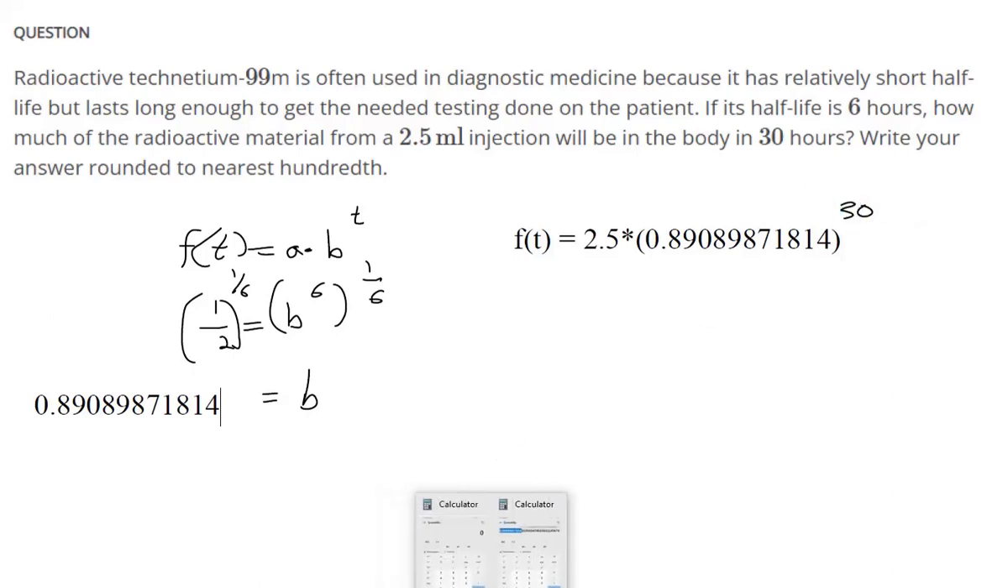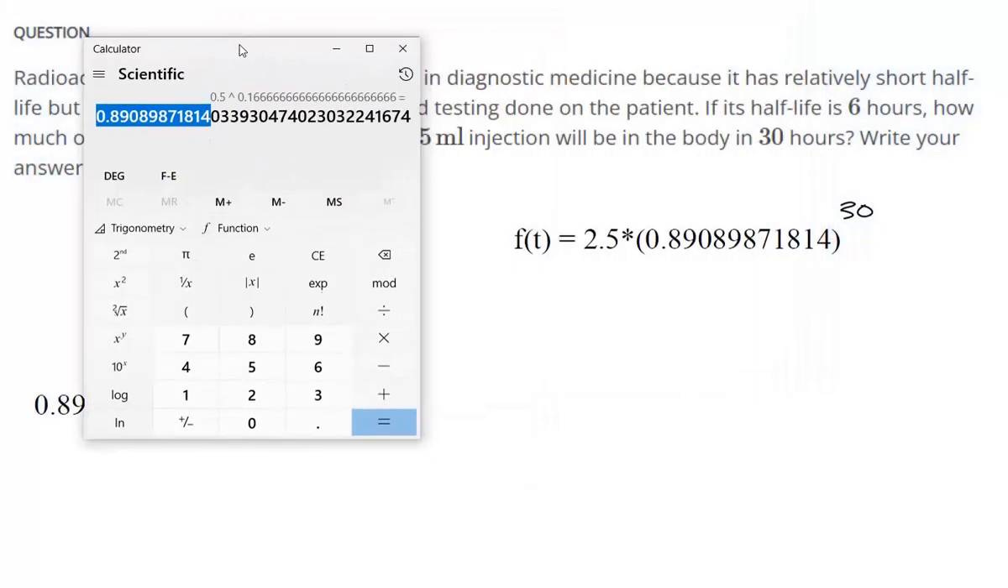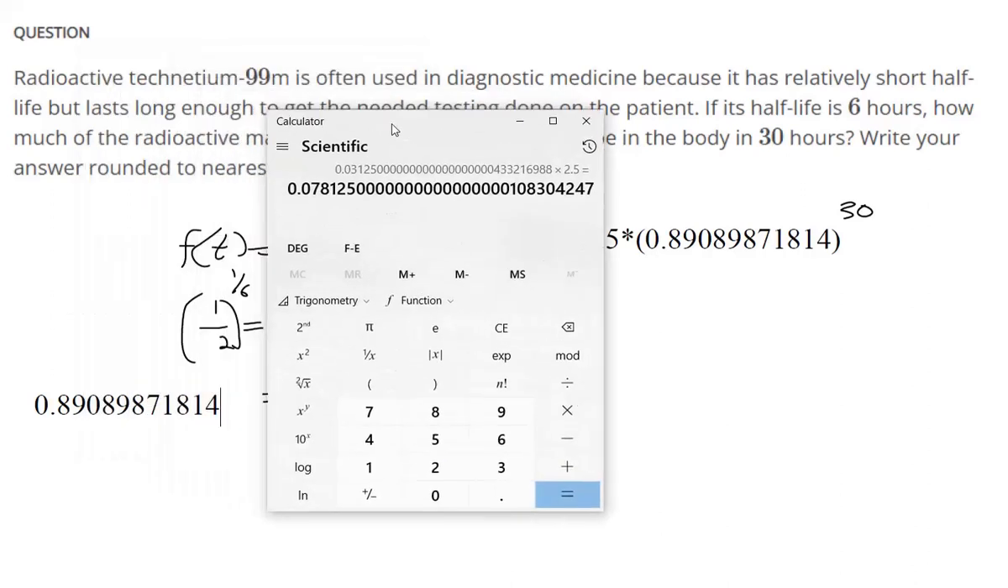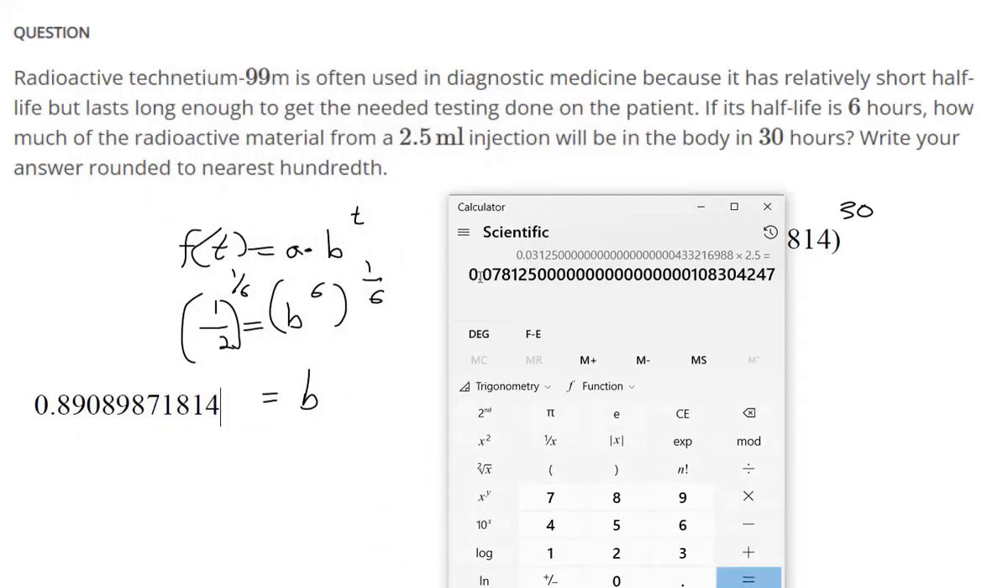Now if you plug that into your calculator, that will tell you how much is left after 30 hours. So I'll take this b, raise it to the 30th power, and multiply that by 2.5. So to the nearest hundredth, it would be 0.08.